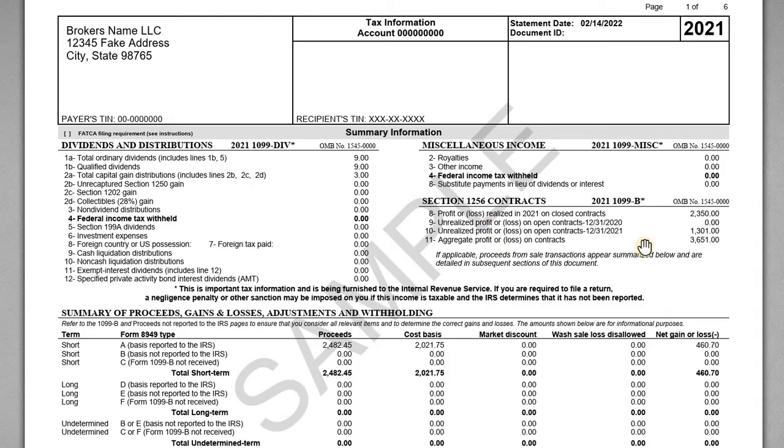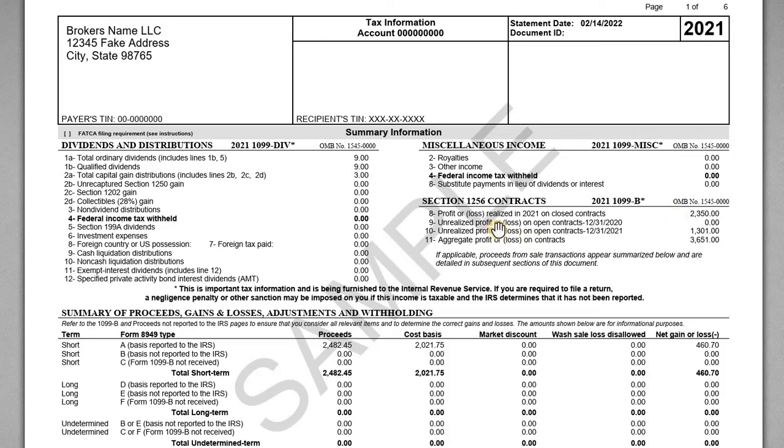Well, just a bit of background: 1256 futures contracts are traded on exchanges. And the nice thing about futures contracts is when you sell a future, you actually close out the future, or you're marking to market the future at year end, you get capital gain treatment. And it's a combination of short-term and long-term capital gain treatment. And so what the broker does here is on line 8, they report the actual realized position. So for John, he opened the account in 2021. He realized $2,350 from actually closing out the positions.